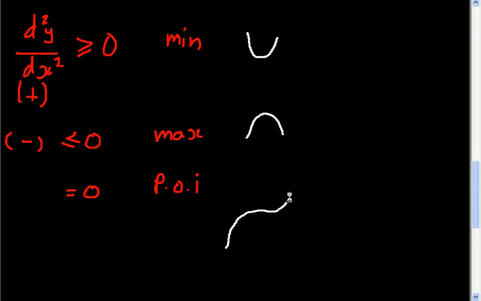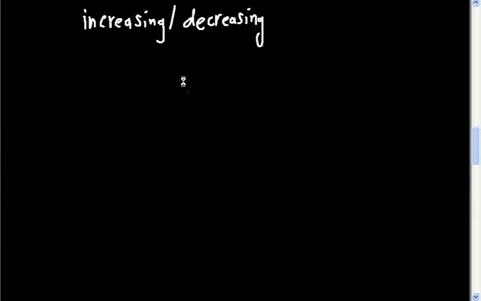Minimum, so that, no, that's this way, and maximum is this way. A point of inflection would look something like this. So let me put dots at these points. So that's a minimum, that's a maximum, that's a point of inflection, and at all these points the gradient is equal to 0. Okay, let's move on to something new now.